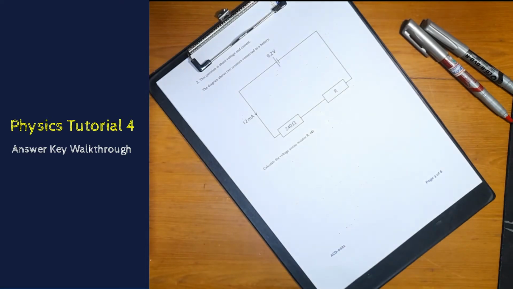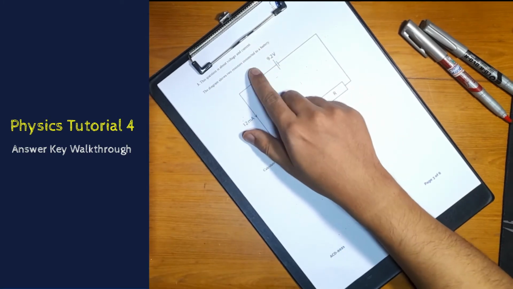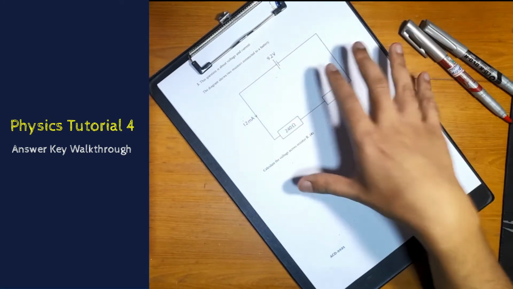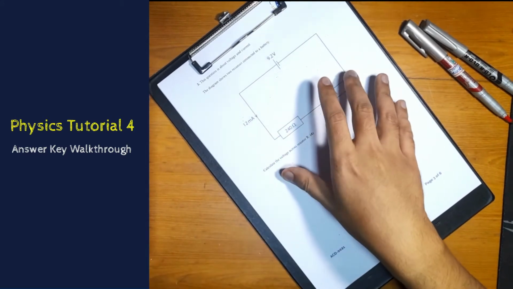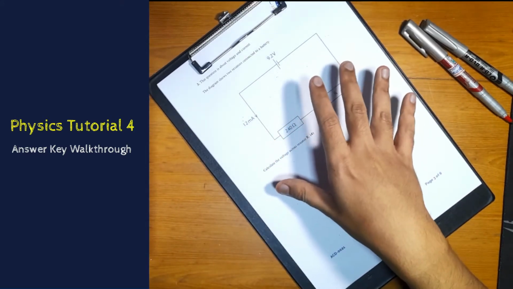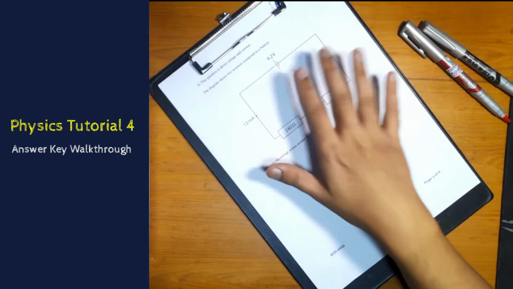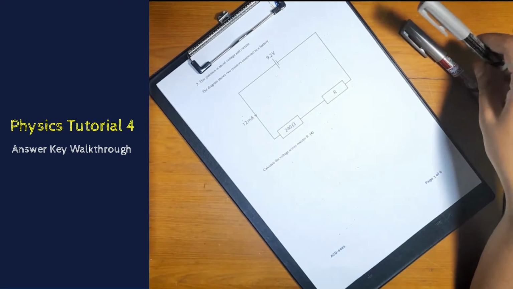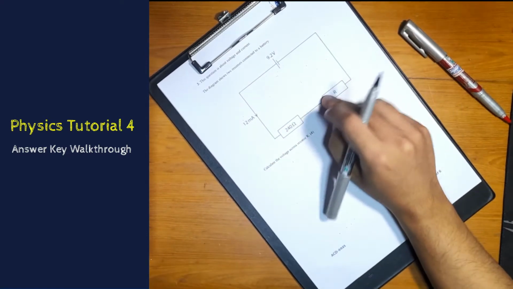So this question is about voltage and current, and the diagram shows two resistors connected to a battery. This is one of the most simple circuit diagrams that you're going to be seeing. So you should be able to solve this after you have done your unit on electricity. Calculate the voltage across resistor R. So we want to know the voltage across here.